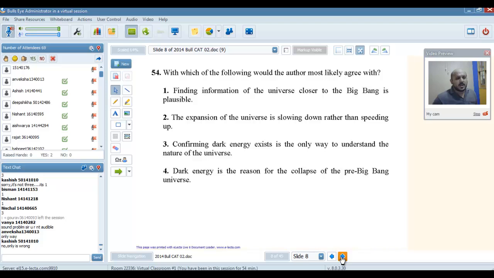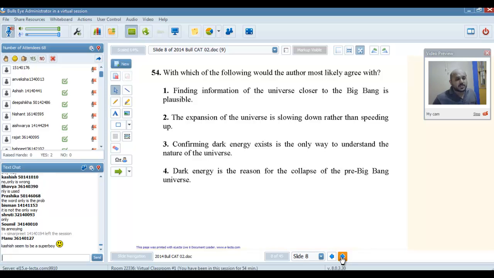Biggest issue. Exactly, Kashish. Only is the problem in this option. It is not the only way. It is actually given right at the end of the passage. Even if dark energy is wrong, even if the theory is wrong, we'll at least know that the theory is wrong. So that is given at the end of the passage, so I cannot use such a strong word.